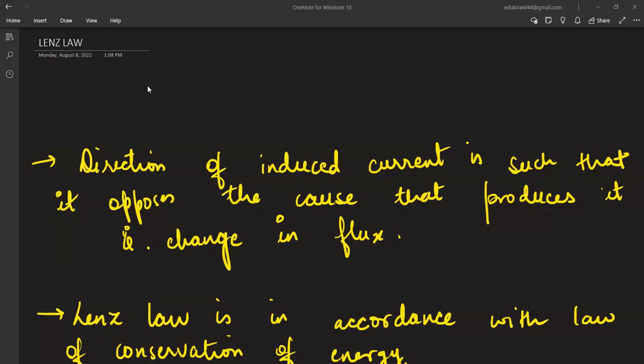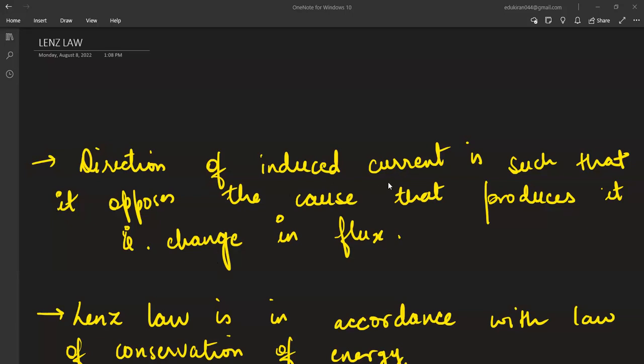Basically, why we are putting a negative sign is this Lenz law. It says that the direction of induced current is such that it opposes the cause that produces it. That is change in flux. Now see what is meant by this.